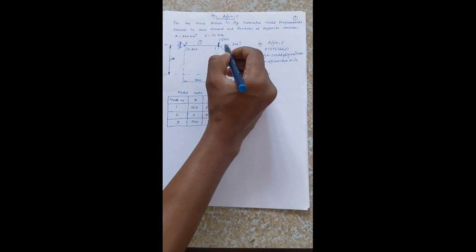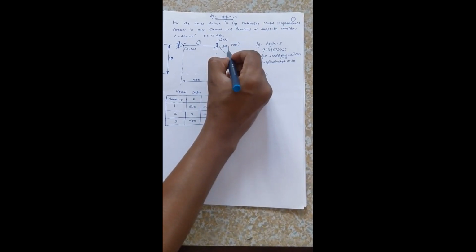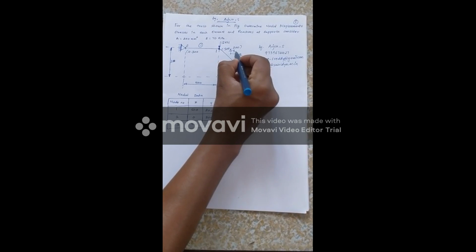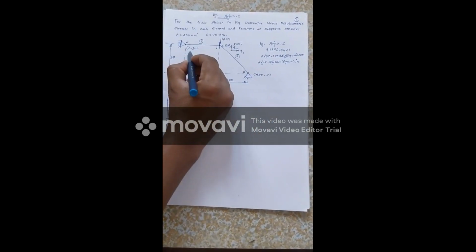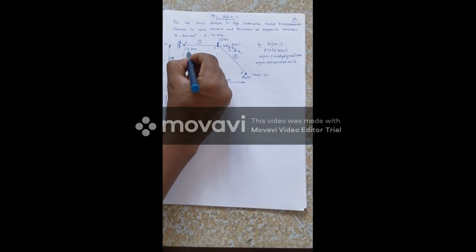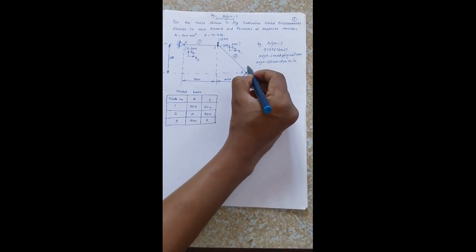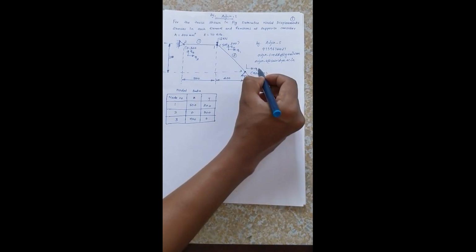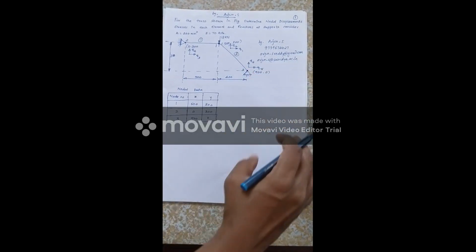At node 1 we can have 2 displacement functions, q1 and q2. X displacement will be q1 and y displacement will be q2. At node 2 we'll have 2 displacement functions. X displacement will be q3 and y displacement will be q4. At node 3 we can have 2 displacement functions, x displacement is q5 and y displacement is q6.